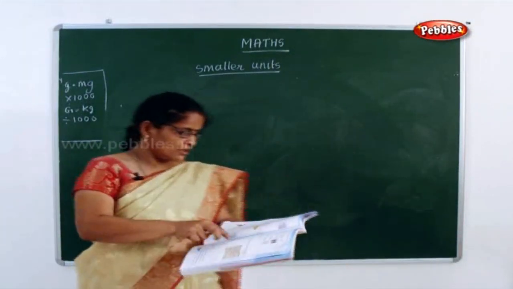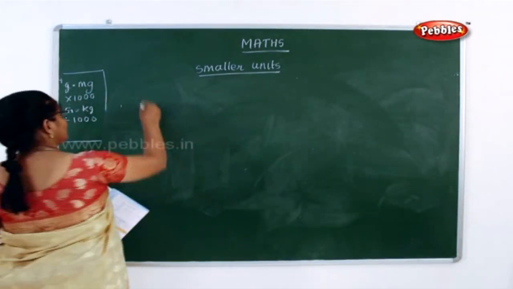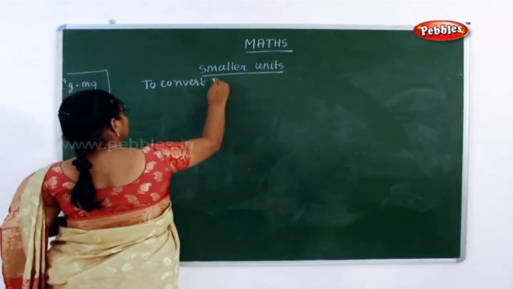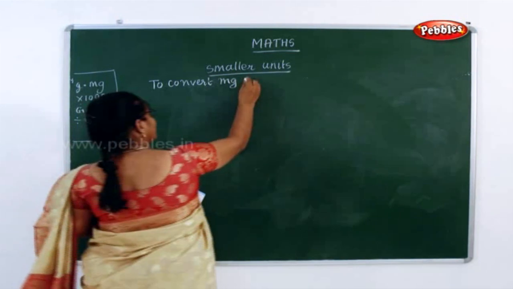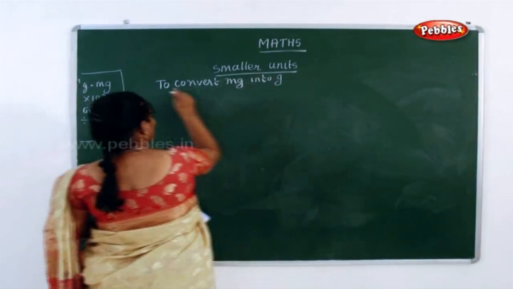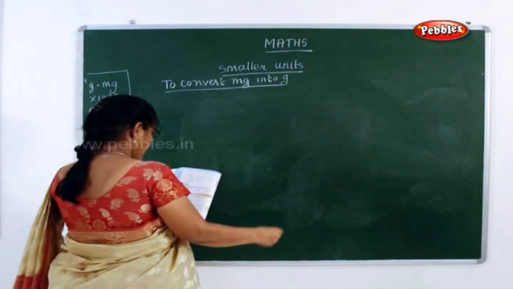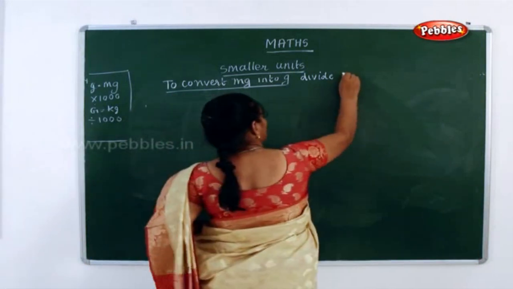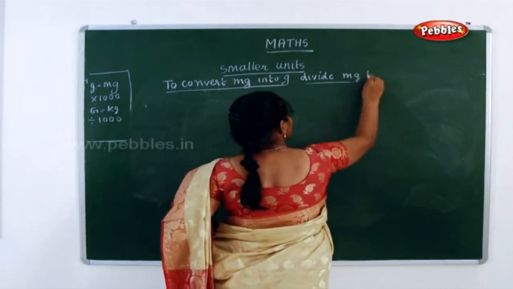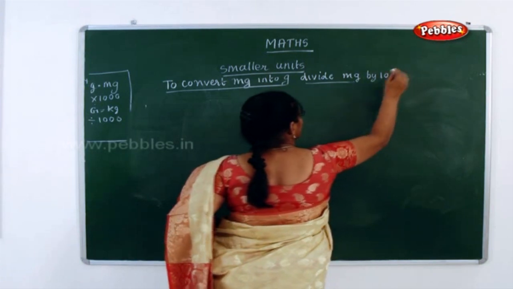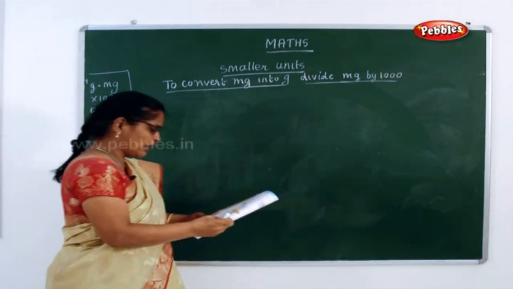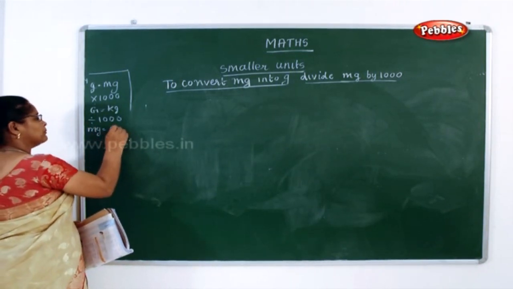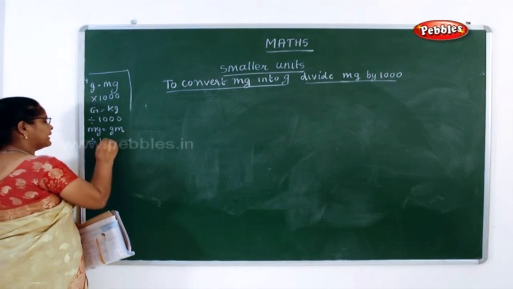See, the next one is to convert milligram into gram. Now what you have to do to convert milligram into gram? You have to divide whatever value is given in mg by 1000. So this is the next one. What is it I told you? When you want to convert milligram to gram, you have to divide by 1000.